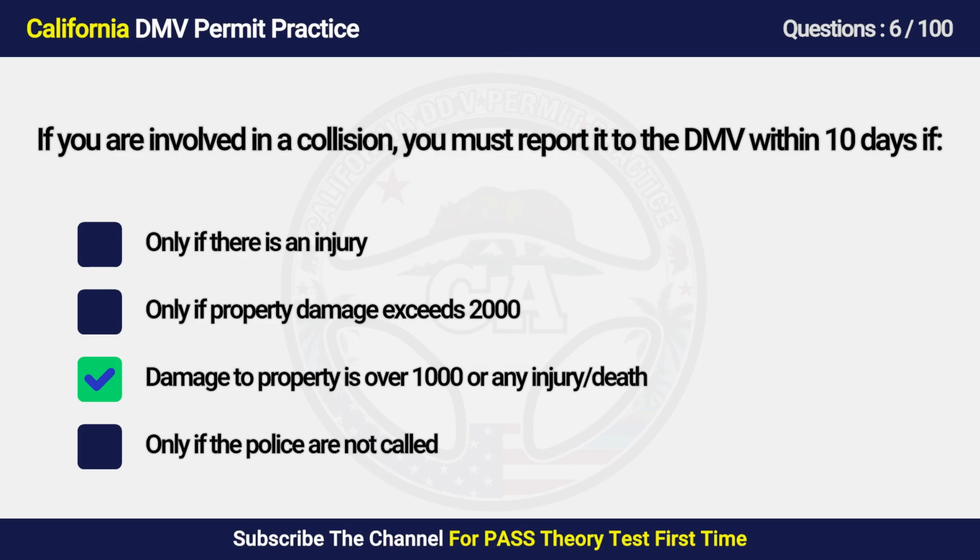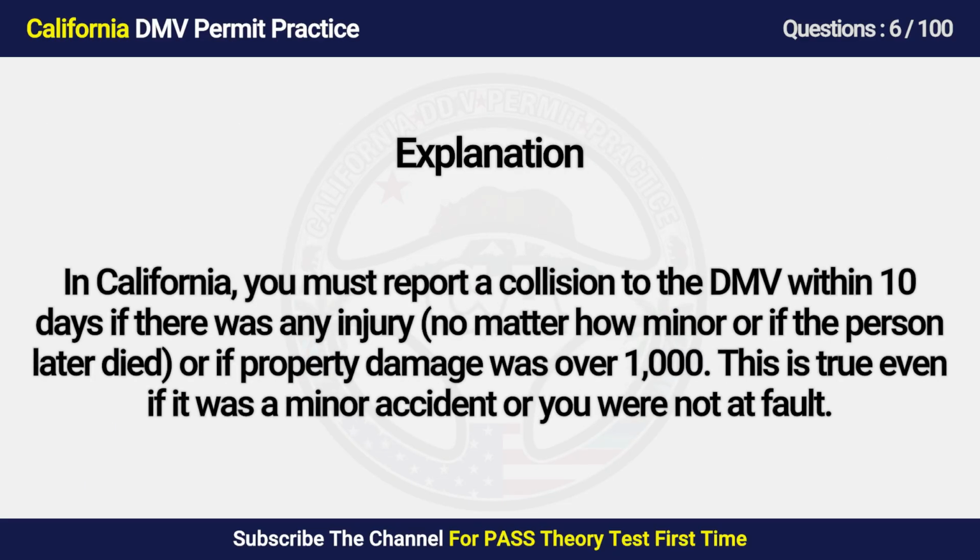Answer is C. Damage to property is over $1,000 or any. In California, you must report a collision to the within 10 days if there was any injury, no matter how minor, or if the person later died, or if property damage was over $10,000. This is true even if it was a minor accident or you were not at fault.